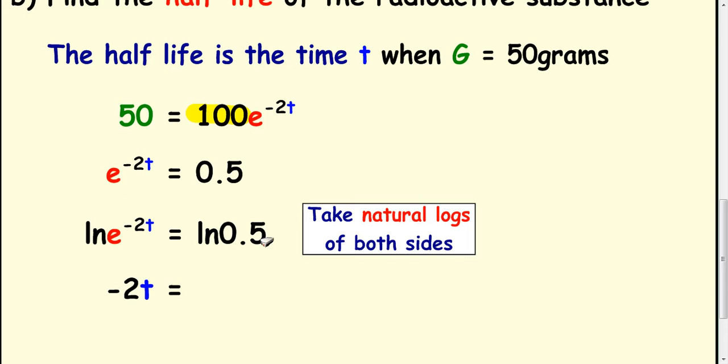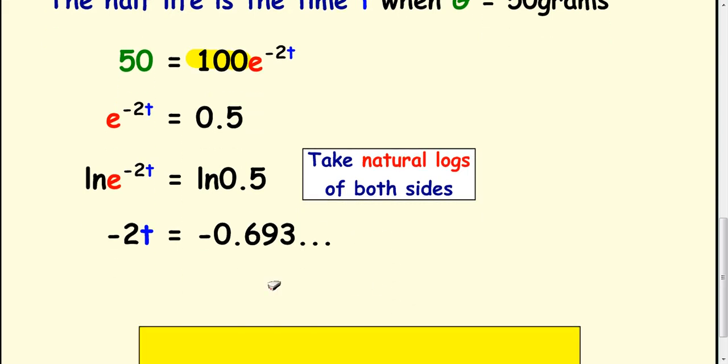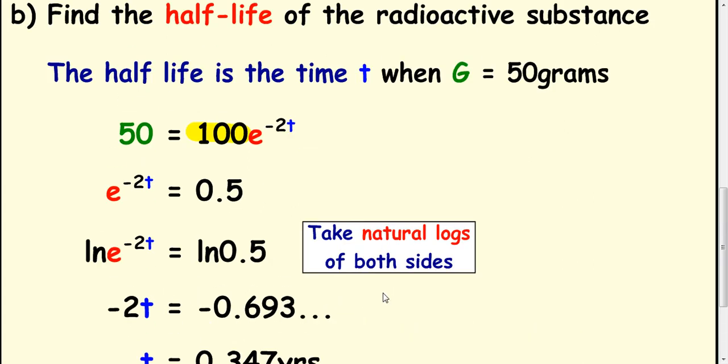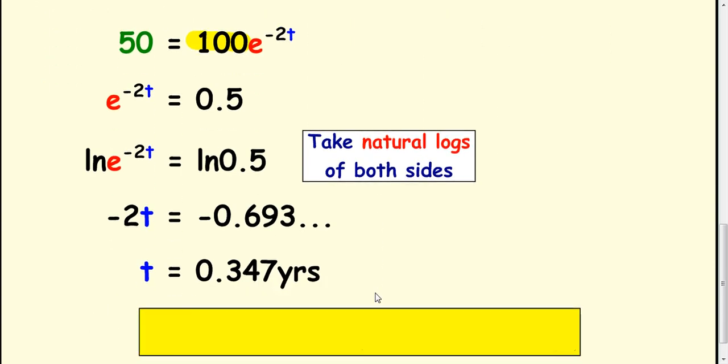And we can type this into our calculator. If we hit the ln button 0.5, that comes out to be this, negative 0.693, and so on. If I then divide through by negative 2, I get 0.347 years. So the half-life of the radioactive substance is 0.347 years.